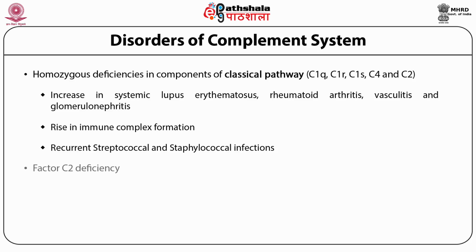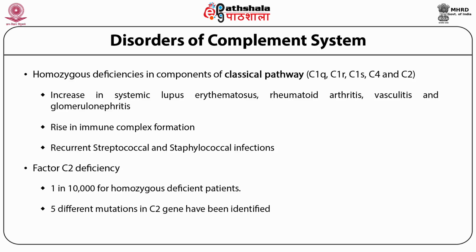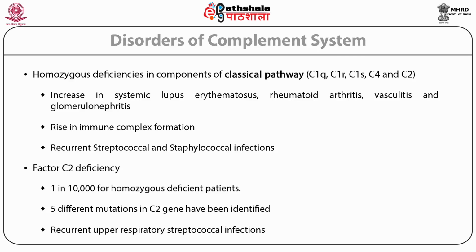The deficiency of factor C2 is also a very common form of PID, with frequency of its occurrence as 1 in 10,000 for homozygous deficient patients. About 5 different mutations in C2 gene have been found to be the cause of C2 deficiency. In predominant cases, there is a deletion of 28 nucleotides from C2 gene. Generally found in young adults, it increases their susceptibility to recurrent infections, mostly upper respiratory streptococcal infections.